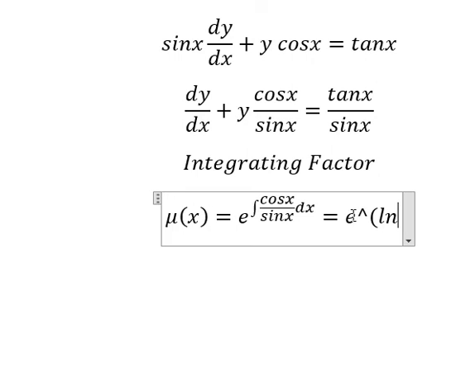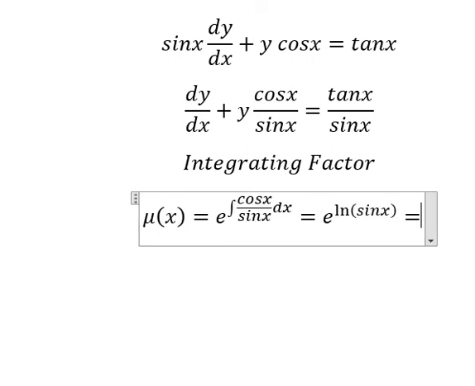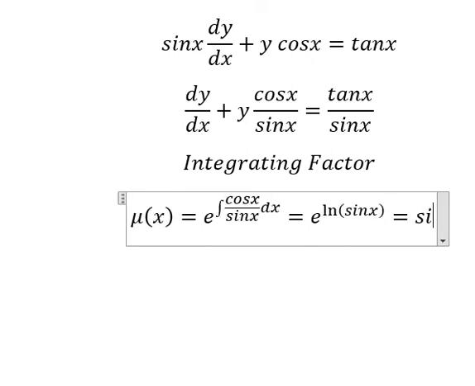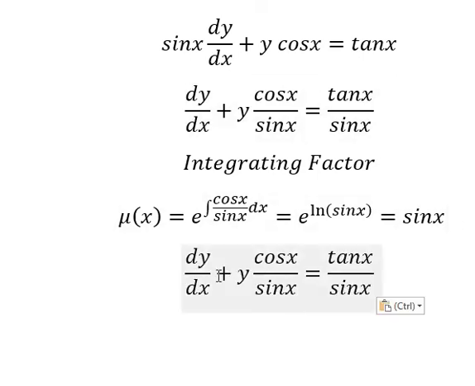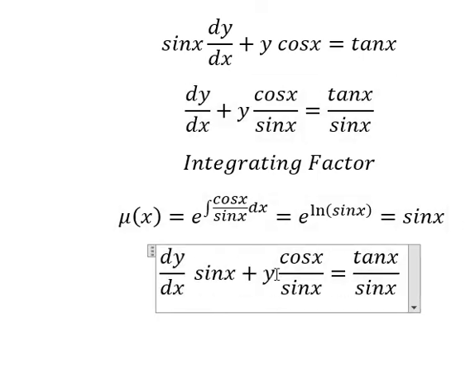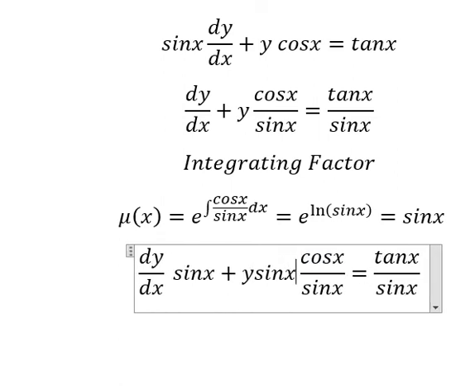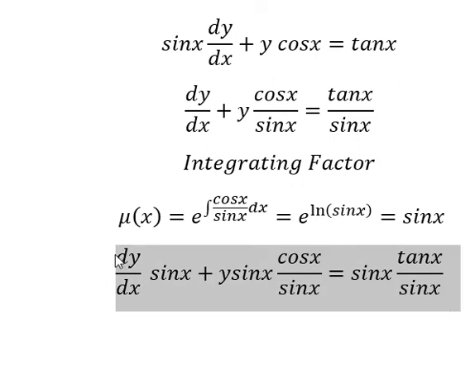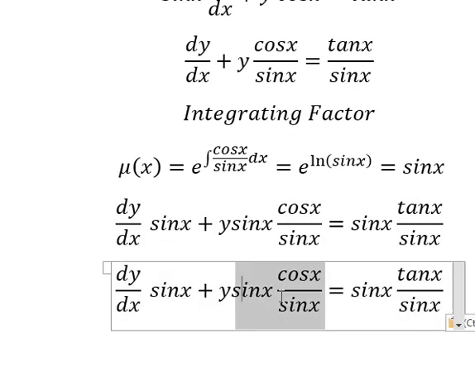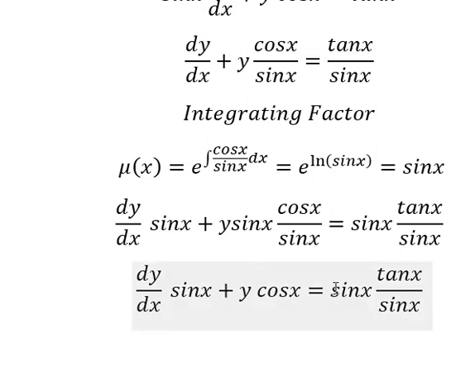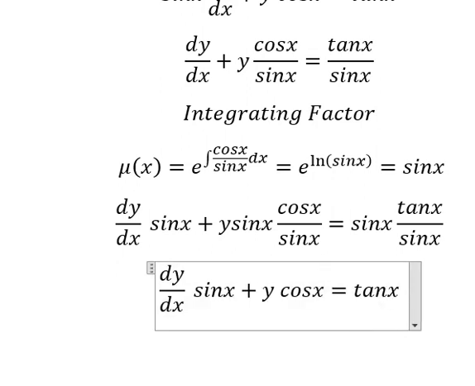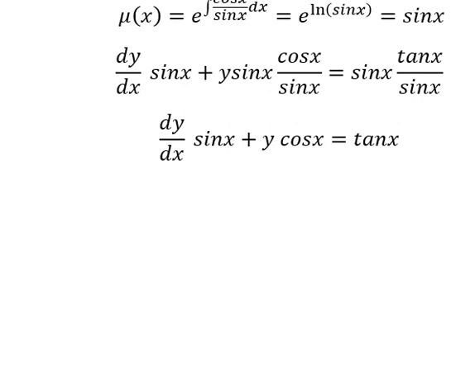And we have ln of sinx. And this one we have sinx. That means we multiply both sides by sinx. This one we have cosx. This one we have tanx. Next, we put the integration on both sides.